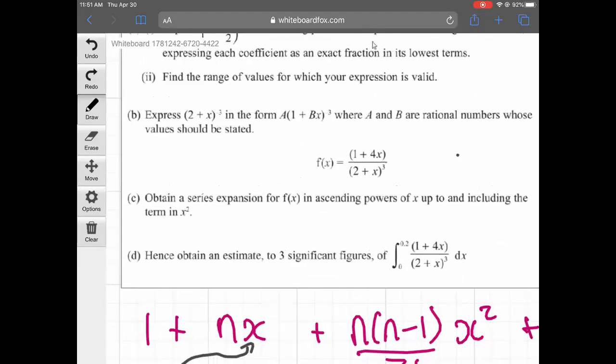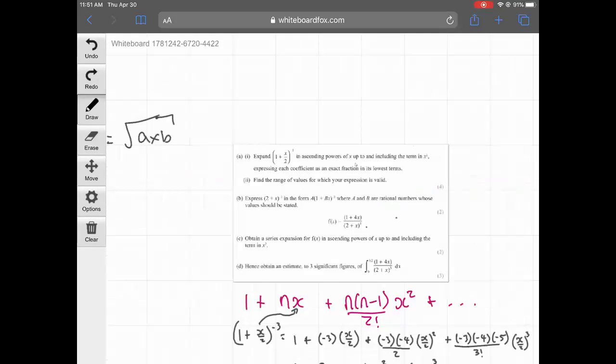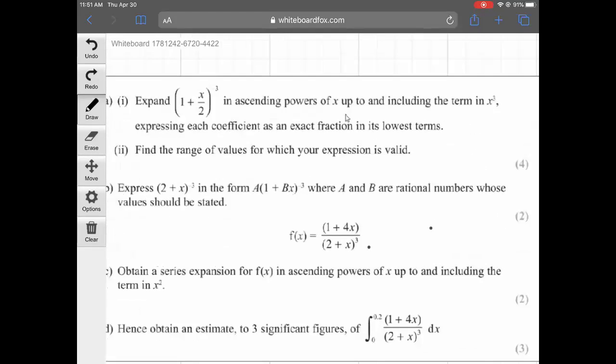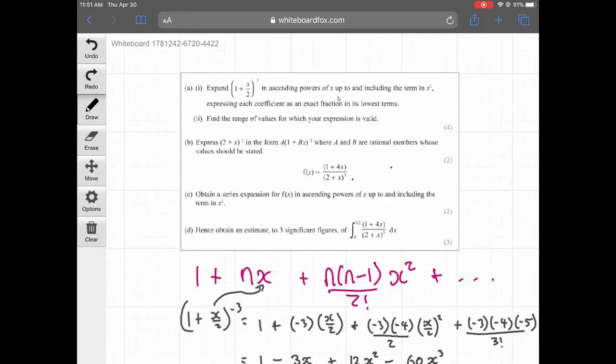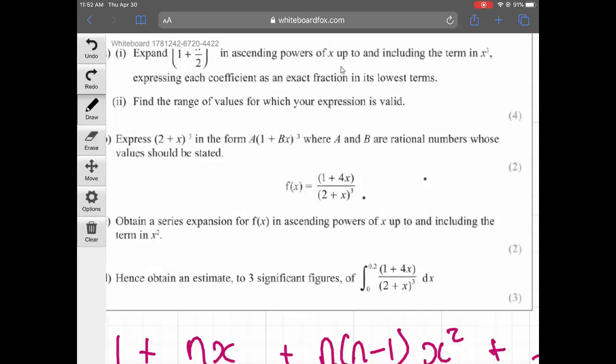So it's asking you to find the expansion for that function, right? And the denominator we already found. Well, we kind of found it in part A, right? Because we found the expansion of this in part A, which is very similar to (2 plus x) all cubed. It's just a factor of 1/8. And then just multiply it by the numerator.